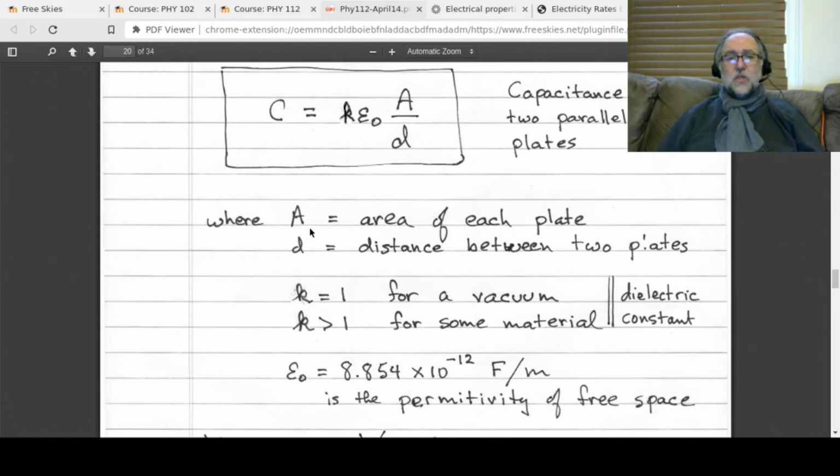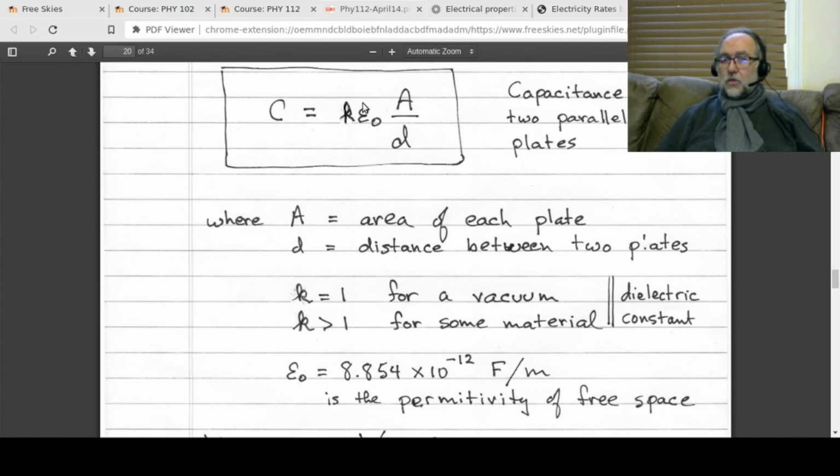And then there's this mysterious epsilon naught there. Okay, so that's the Greek letter epsilon naught. The reason there's a little naught there is because this is a property of empty space or free space. It's actually called the permittivity of free space. There it is, and it's got this value 8.854 times 10 to the minus 12 farads per meter.